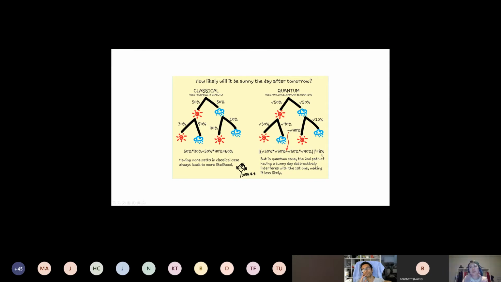This is what's really weird about quantum systems: even if you have more ways to get to where you are, it could play a negative role. So this example turns out to give you 8% of getting a sunny day. This is what happens when you do a measurement on your system: the amplitudes do constructive and destructive interference that leads to your result.